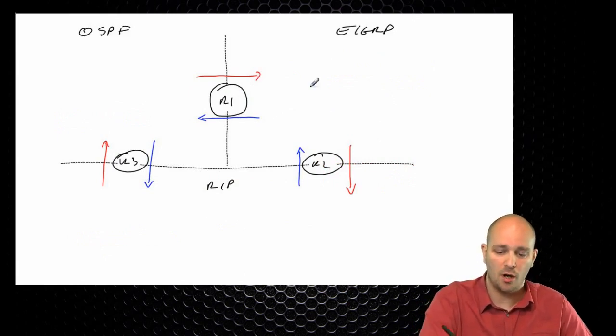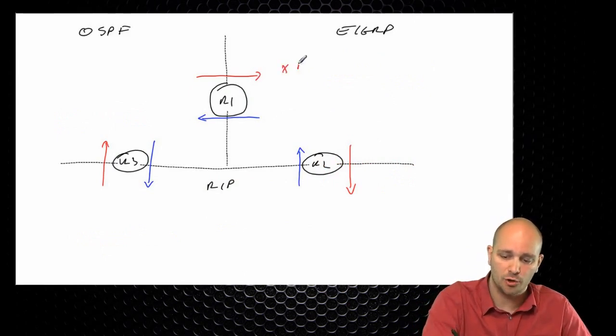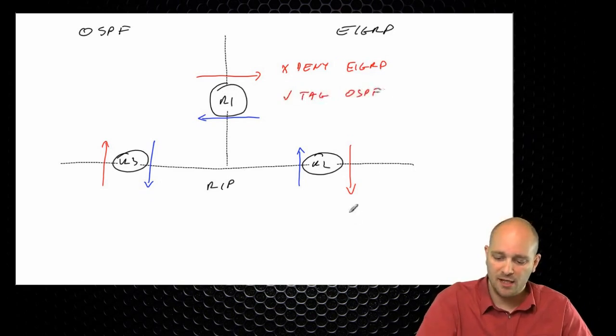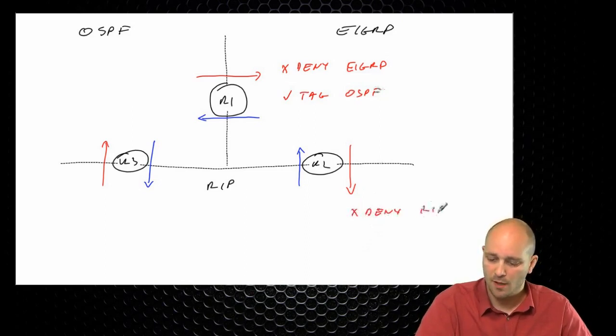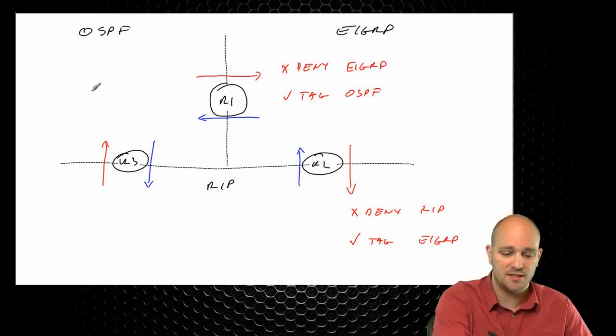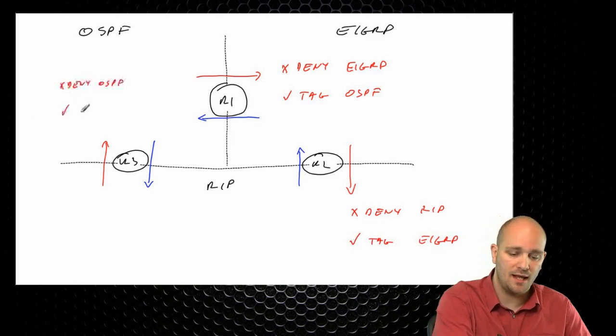So here on R1, let's say that my first line is going to be deny OSPF, deny EIGRP, and that I say tag everything as OSPF. That here I have the logic that says deny RIP and tag everything else as EIGRP, and that I have the logic here that says deny OSPF and tag everything else as RIP.